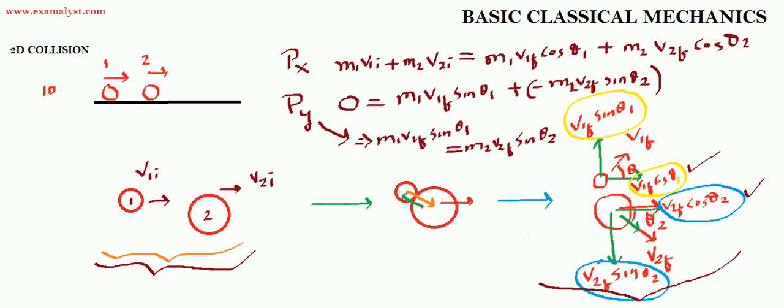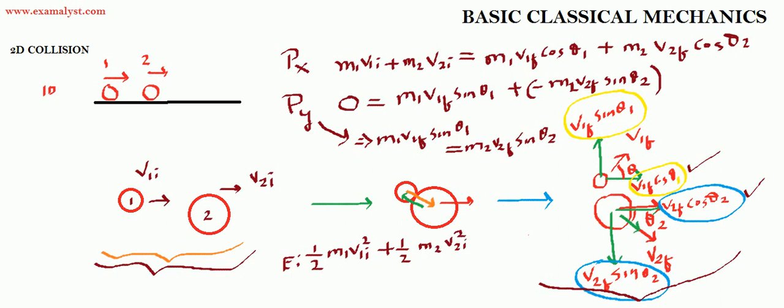Now you know how to conserve the energy. So what will be the energy conservation? What is the initial energy of ball number 1? The initial energy is half m1 v1i squared. This is the kinetic energy of the first ball initially. What is the kinetic energy of the second ball? Half m2 v2i squared. So these are the initial energies of the balls.